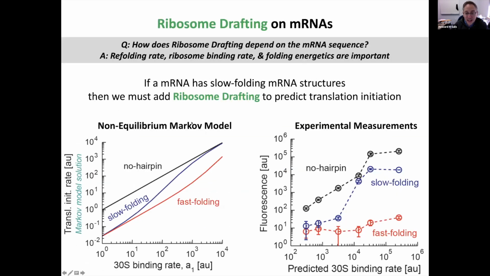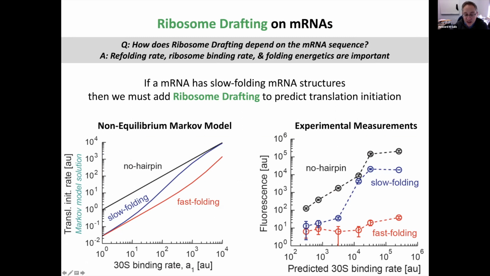And so we introduced these messenger RNA hairpins into constructs, and then we measured, and we figured out that yes, indeed, a messenger RNA with a slow folding hairpin can actually have ribosome drafting take place. It will have an acceleration, an increase in translation well above the equilibrium prediction.